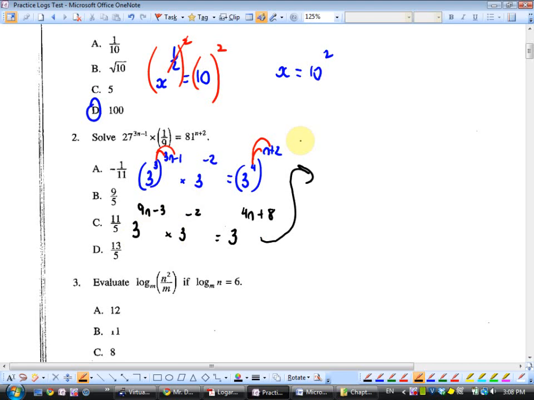Add. In other words, I'm going to add 9n minus 3 plus negative 2. When I gather like terms, I think I'm going to get this: 3 to the 9n minus 5 equals 3 to the 4n plus 8.